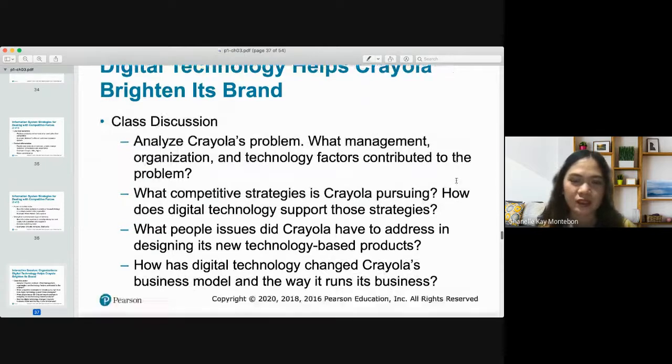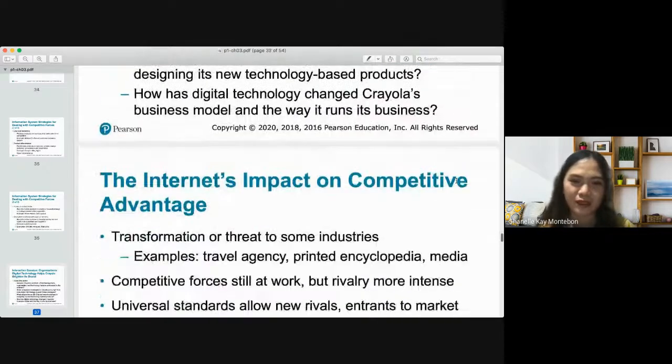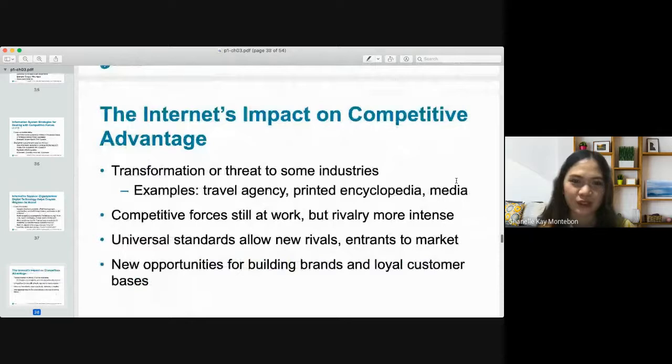So I will not discuss this slide because I don't know what is the reference for this, and we will now proceed with internet's impact on competitive advantage. So it could be a transformation or it could be a threat to some industries.